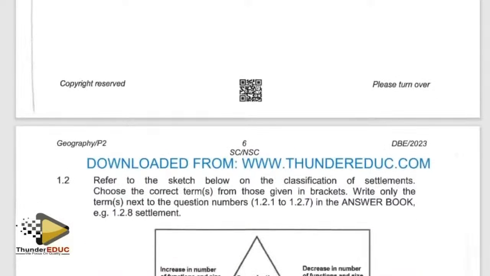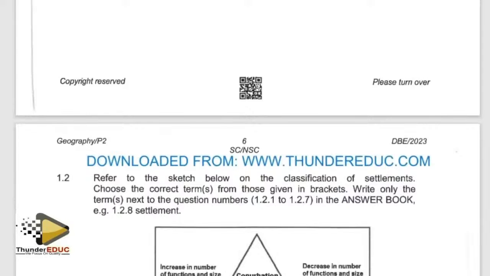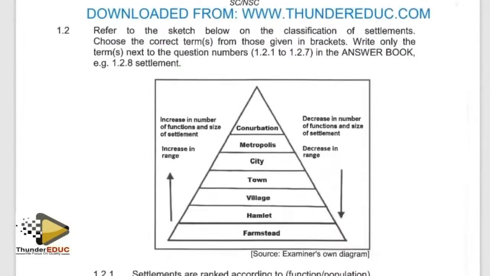Go to the next question, which is 1.2 now. 1.2 is a classification of a settlement. Remember I told you that we don't need to look at the question before, we need to interpret the diagram first. So here is an isolated farmstead or a farmstead, a hamlet, a village, which is specifically rural settlement here, then town, city, metropolis, and a conurbation.